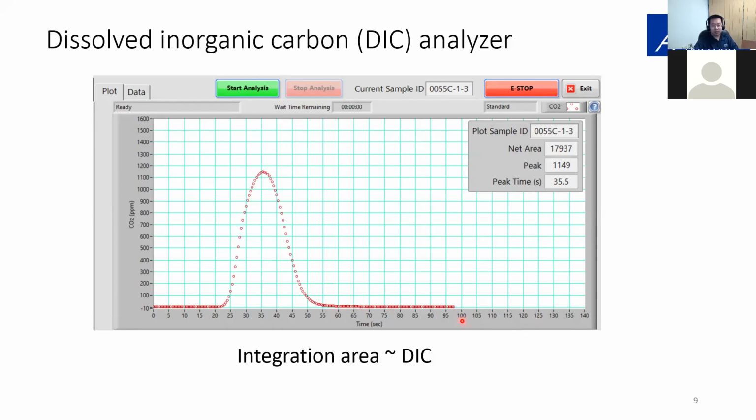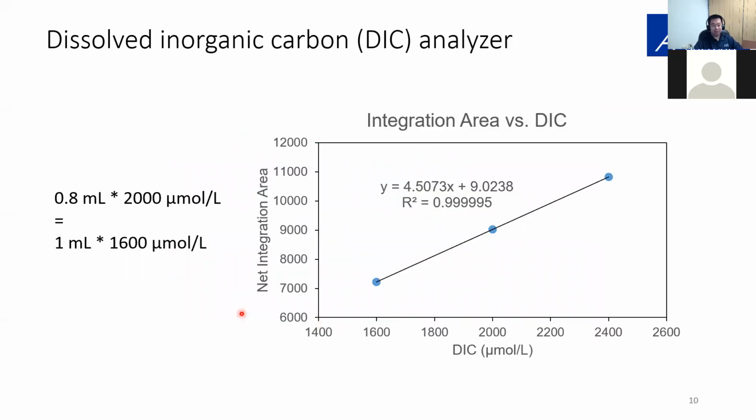After we get this integration curve, we use the area underneath this curve as a measure of the total amount of carbon. So with that, we can use a smaller volume of the same standard in place of a second standard with a lower concentration. In this plot, we have 3 volumes at 0.8 mL, 1 mL, and 1.2 mL that represent 3 standards at 1600, 2000, and 2400 micromoles per liter.